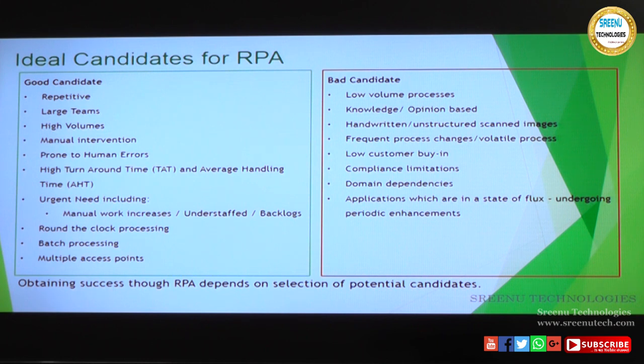We have already discussed high turnaround time: if it is manual, the turnaround time will be high, because the person will take his own time to complete the task, right? And then a sudden increase in manual work: if the load is more and the staff are less, it will be chaos, and there will be many backlogs. And round-the-clock processing, meaning 24/7 you have to do some processing or monitoring. If you do it for 24/7, you have to deploy 3 manual resources sitting on the same task round the clock. But here it will be a single machine which will do the thing.